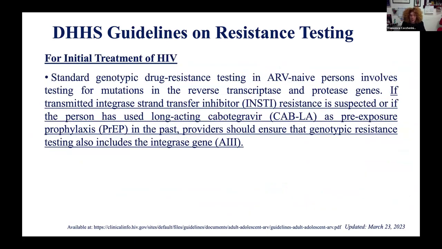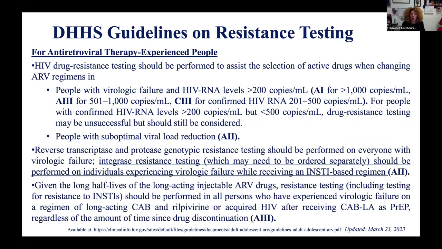So just to remember that in the US, particularly for the initial treatment, the guidelines recommend doing the resistance test, searching for resistance mutations in reverse transcriptase and protease. Only if there is a suspicion of resistance also to integrase strand transfer inhibitors is it supposed to do the resistance test also on the integrase gene.